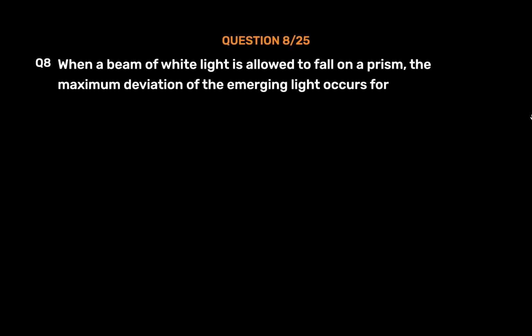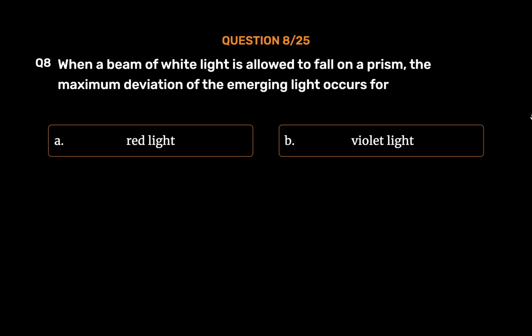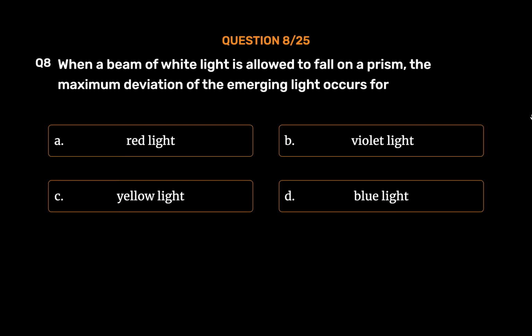Question number 8. When a beam of white light is allowed to fall on a prism, the maximum deviation of the emerging light occurs for option A. Red light. Option B. Violet light. Option C. Yellow light. Option D. Blue light. The correct answer is option B.